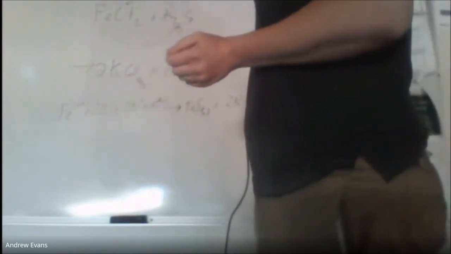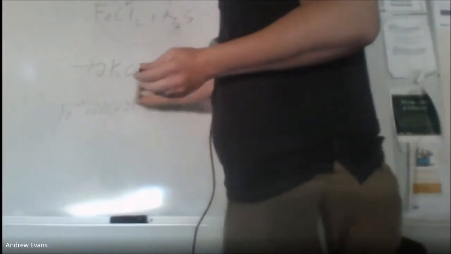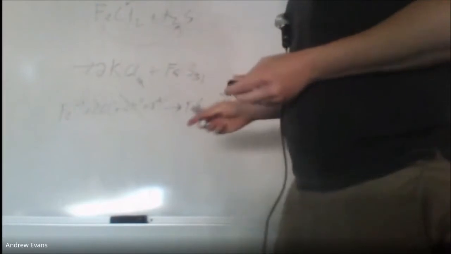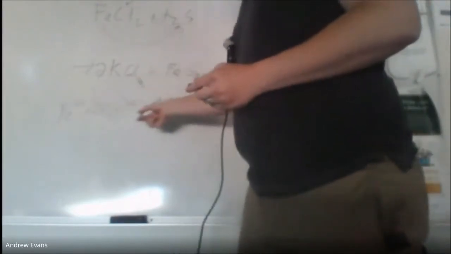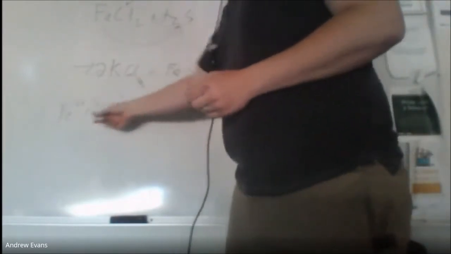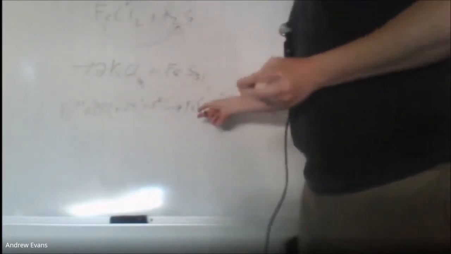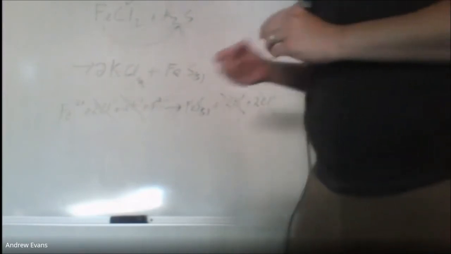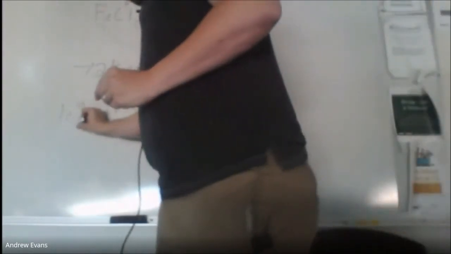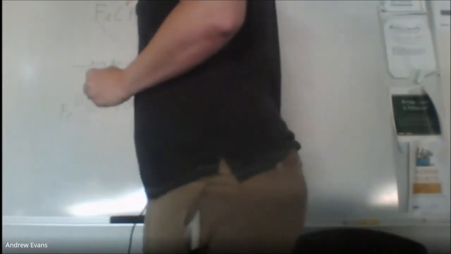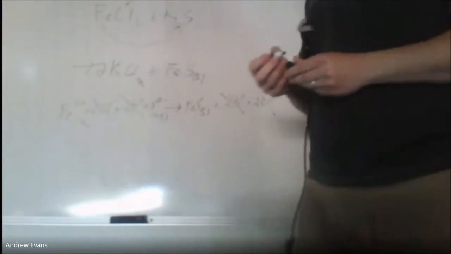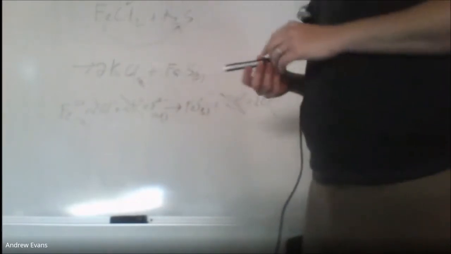2Cl- cancels 2Cl-. 2K+ cancels with 2K+. The final resulting answer is Fe2+ and S2- aqueous goes to FeS solid. That would be your answer. That would be what you would write on your paper and take a picture of and upload: Fe2+ and S2- aqueous goes to FeS solid.